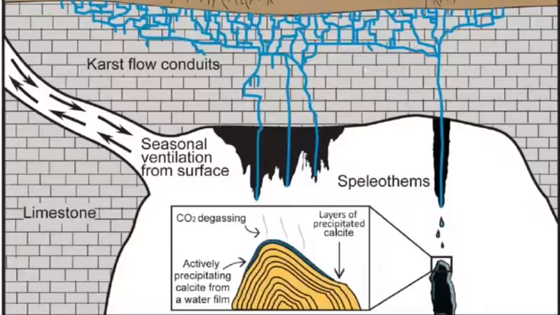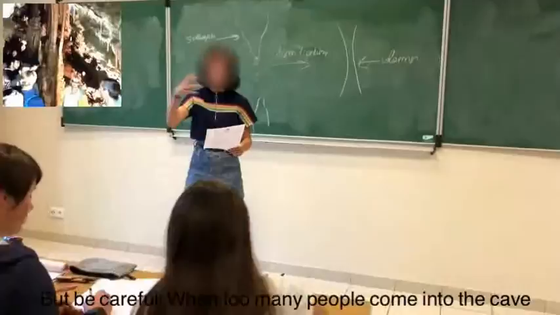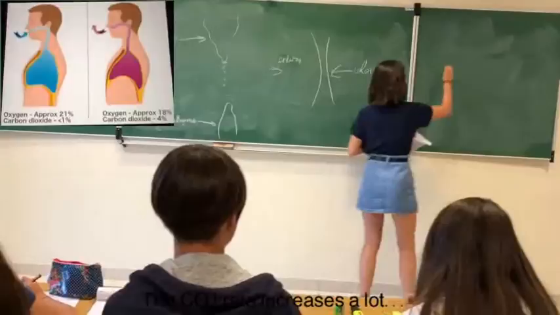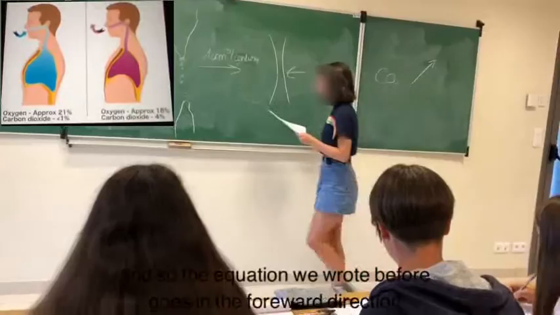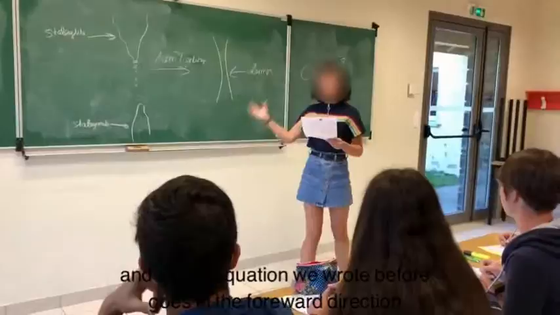Careful, when too many people come into the cave, the CO2 increases a lot. And so the equation we wrote before goes in the forward direction, dissolving the limestone.